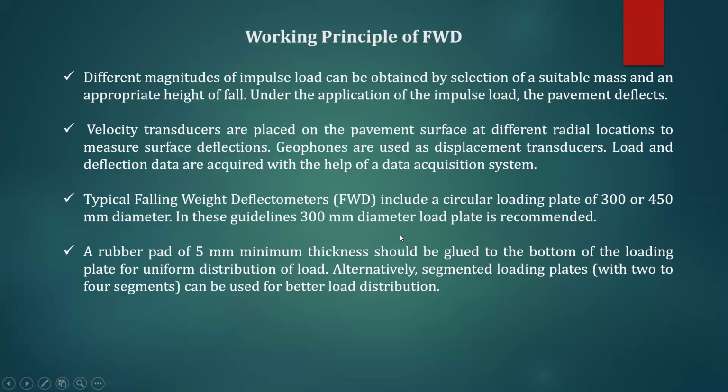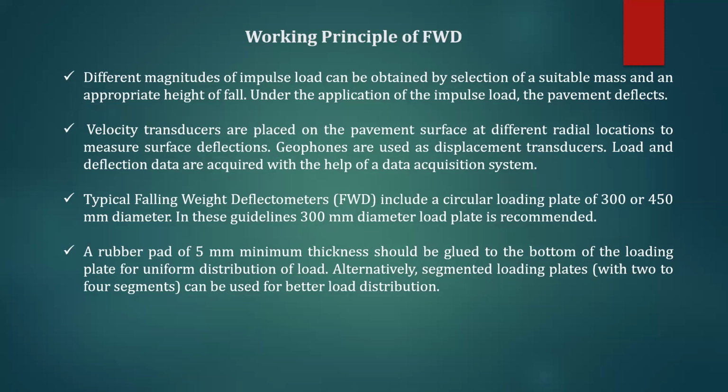So a typical falling weight deflectometer includes a loading plate of 300 mm or 450 mm in diameter. In these guidelines, a 300 mm diameter plate is recommended in IRC. And moreover, the most important, a rubber pad of 5 mm minimum thickness should be glued to the bottom of the loading plate for uniform distribution of the load.